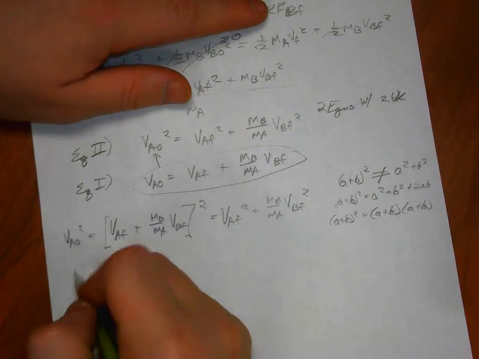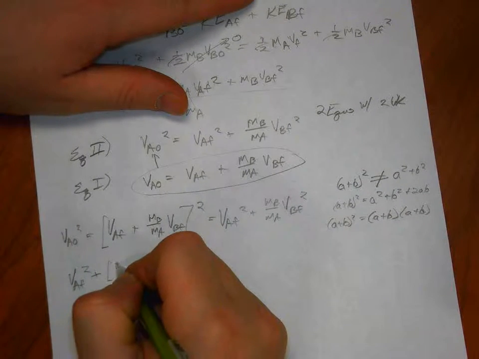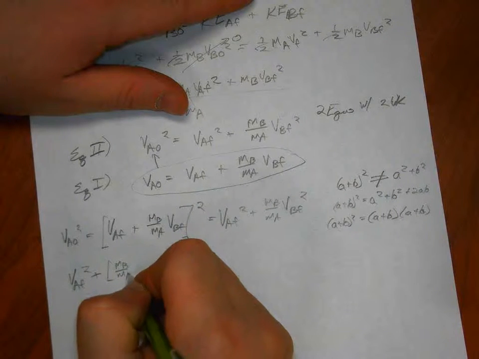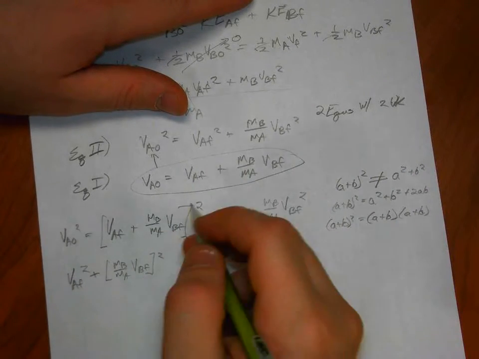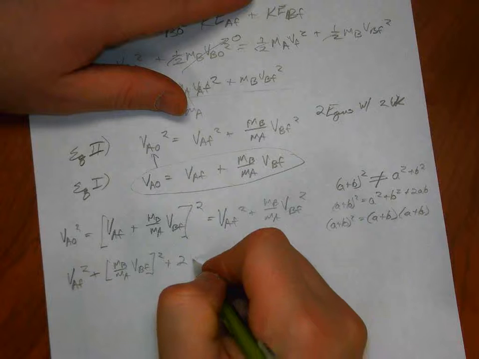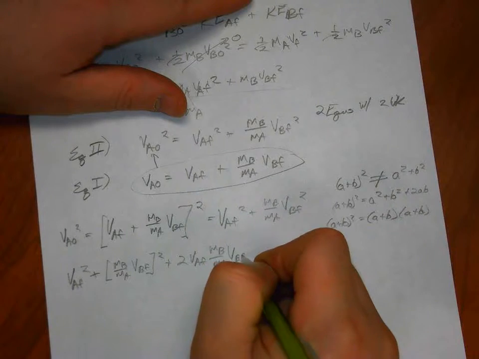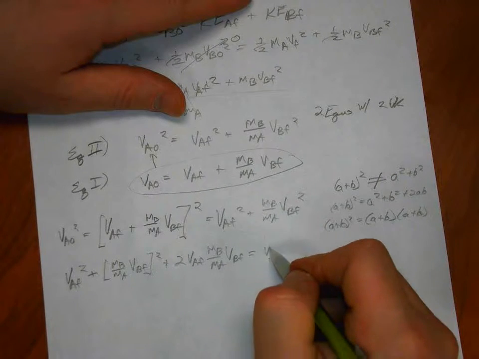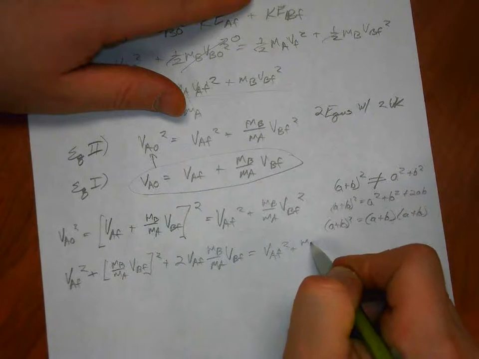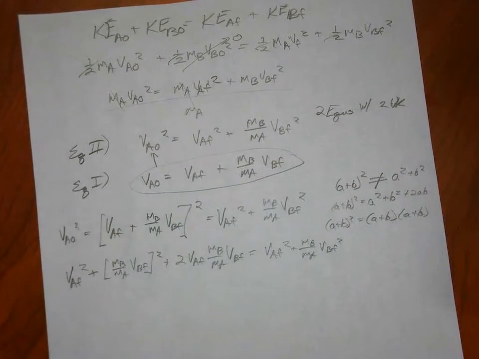All right, so over here, that means we have VAF squared plus MB over MA VBF squared, that's A and that's B, plus 2 times VAF times MB over MA VBF. And then we'll just bring the right side of the equation down. VAF squared plus MB over MA VBF squared. Whew, that's messy.